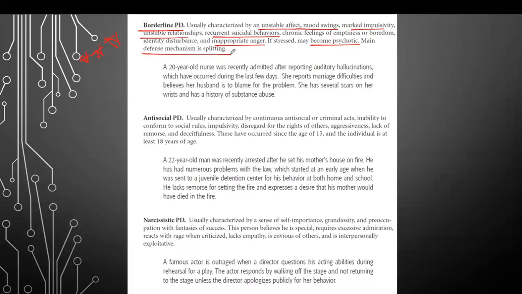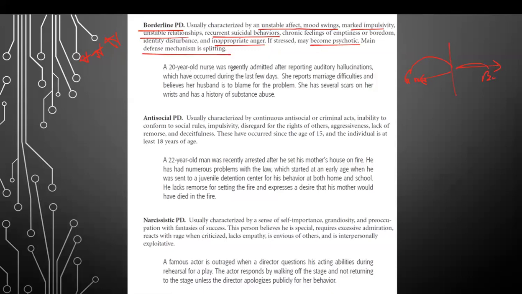Splitting is a defense mechanism these people use, and splitting means that they think that a particular thing or a person is either good or bad. There is nothing in the middle. So it's either good or bad. That's called splitting. They split everything in half. They either think that you are a good person or you are a very bad person. Okay. So that's borderline personality disorder.